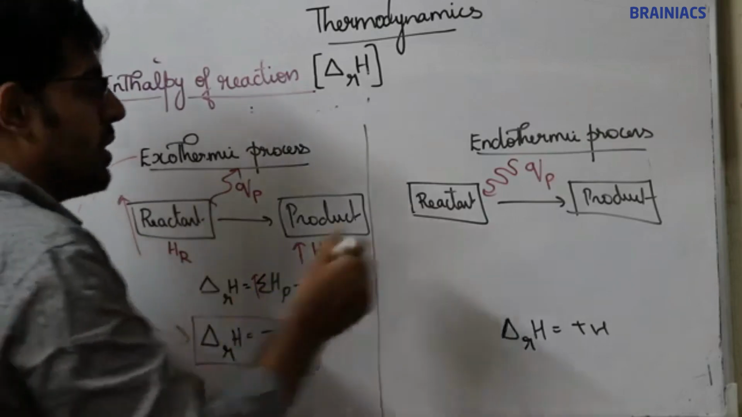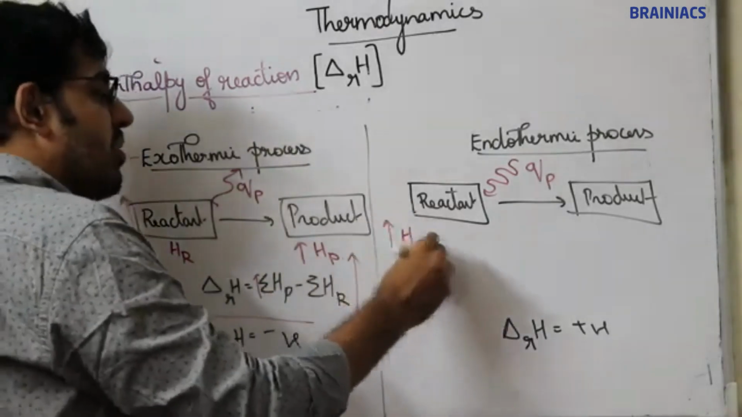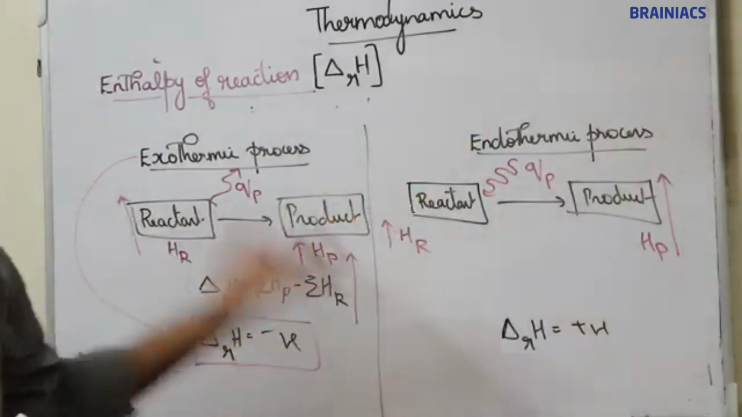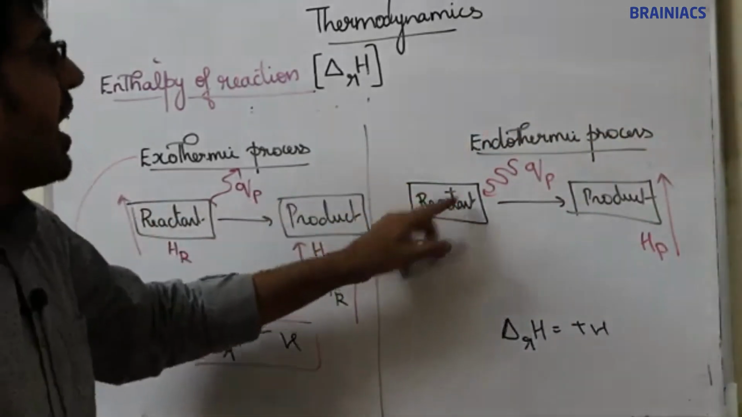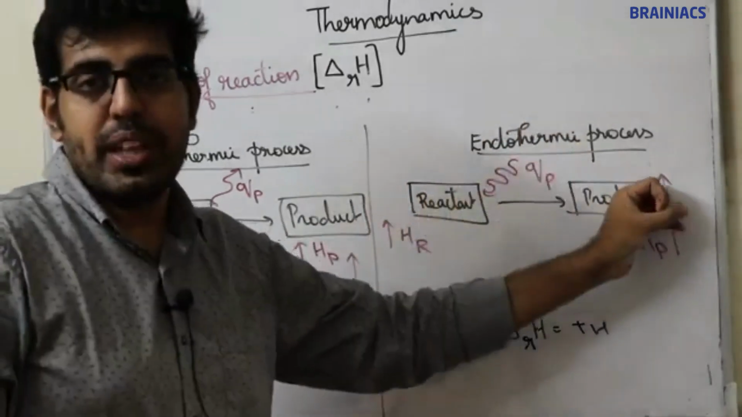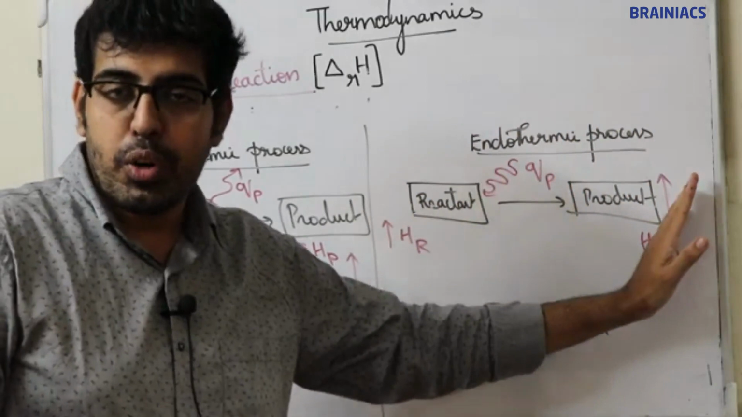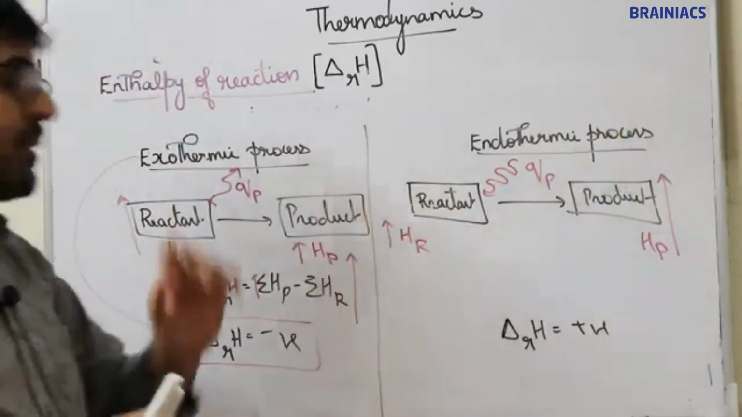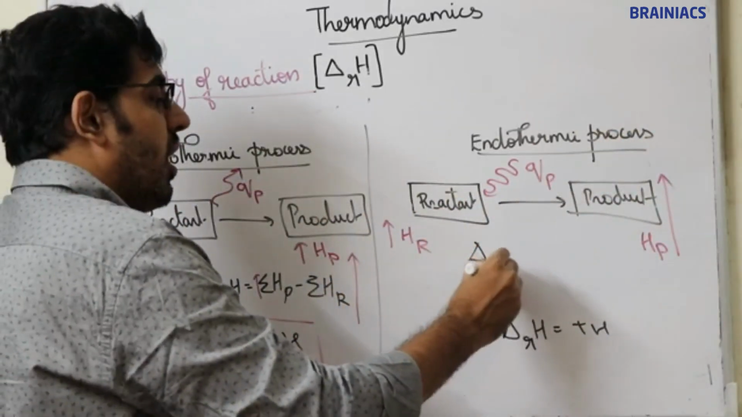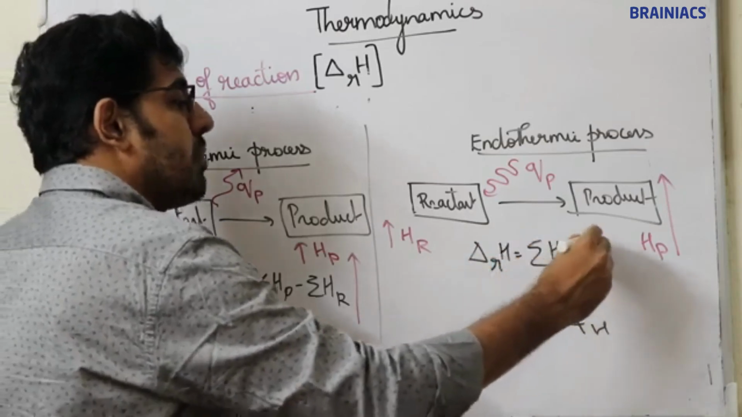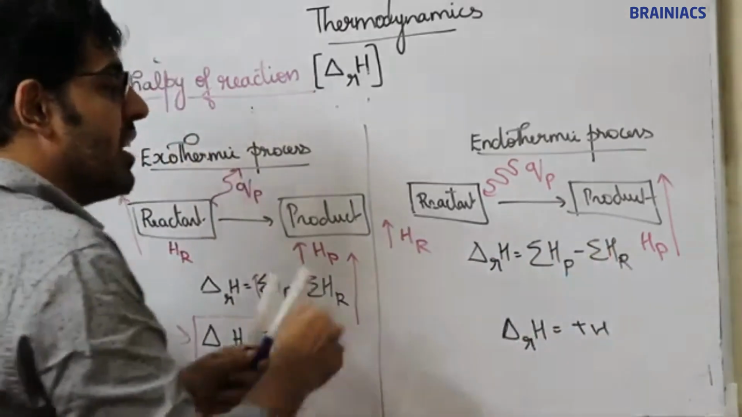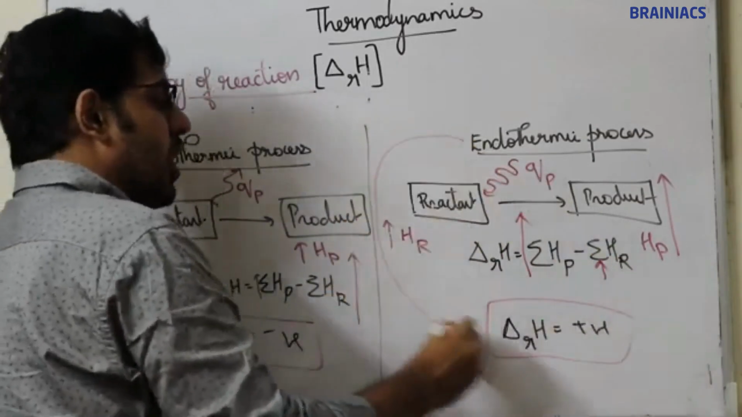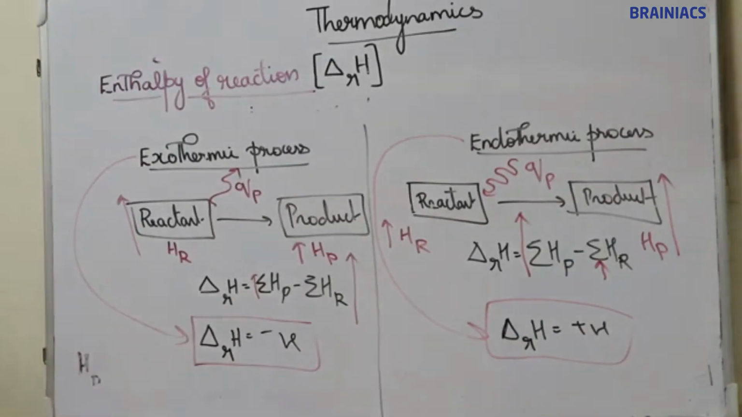Now, in the case of an endothermic process, the enthalpy of reactant is less, whereas the enthalpy of products is greater than the enthalpy of reactant, because the reactant absorbs heat energy and converts to product. That indicates the energy of product is greater than reactant, or the enthalpy of product is greater than reactant. So delta HR is equal to summation of HP minus HR. Here the enthalpy of product is greater than the enthalpy of reactant, so obviously you will get a positive delta H value. So for an endothermic reaction, delta HR is positive.